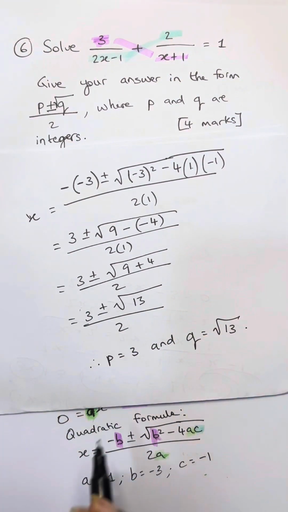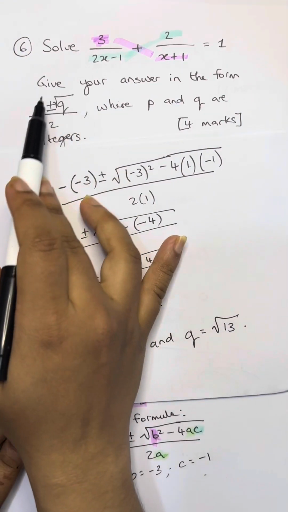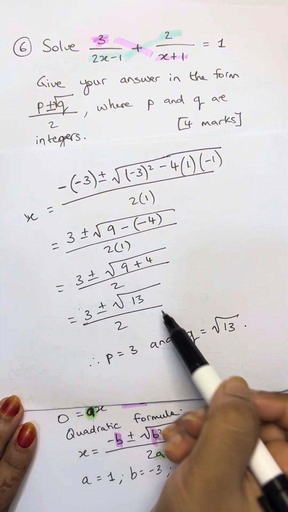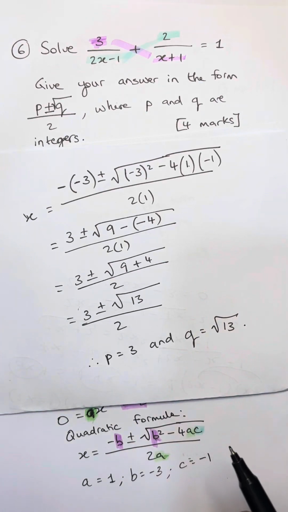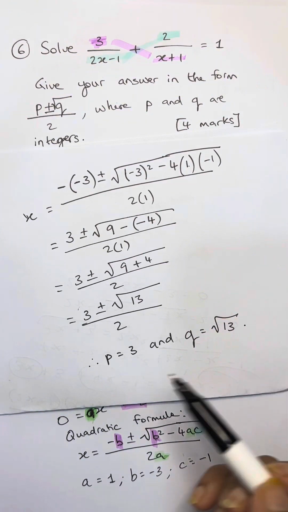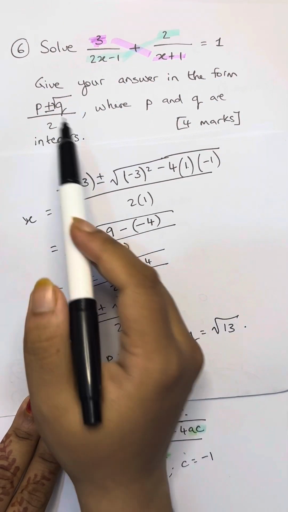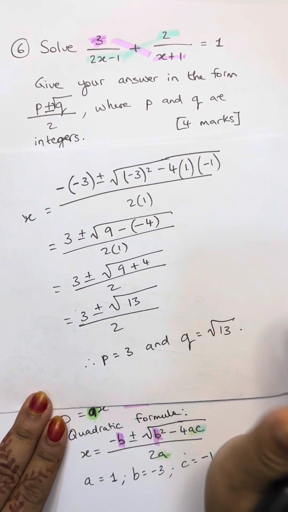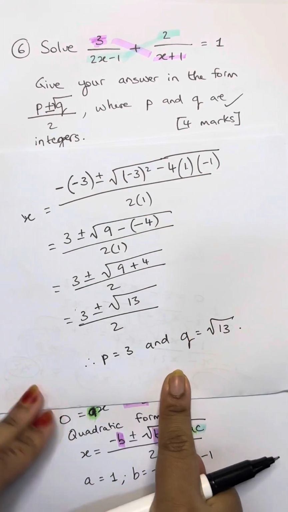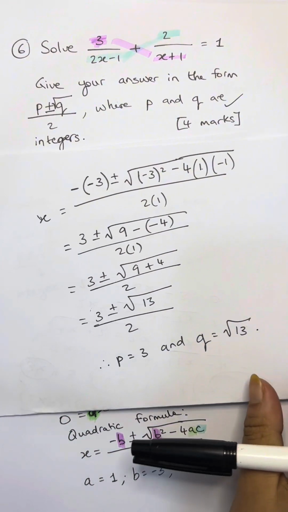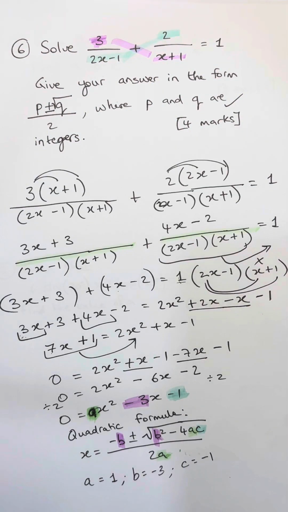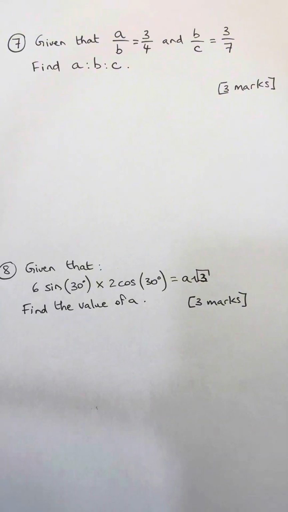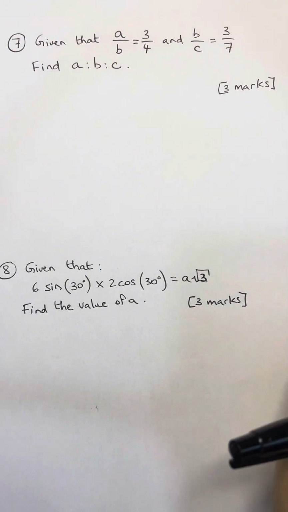Okay, so now you can see that this is the form that they wanted, and this is what you have achieved. This is just to make you understand where this is coming from. It's from the quadratic formula, and this will give you full 4 marks if you solve it like this. Okay, let's move on to the next question.